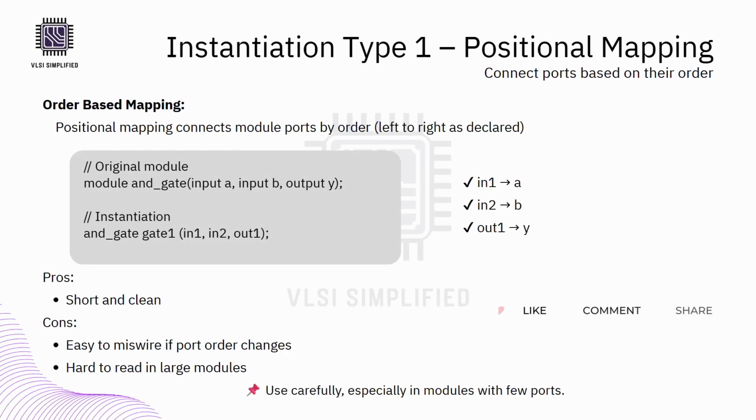This is the positional mapping method of instantiation, where connections are made based on the order of ports in the module definition. Let's say the original module has ports A, B, Y in that exact order. When you instantiate it, the first signal connects to A, the second to B and the third signal to Y. It's a quick method and works well for simple modules with 2 or 3 ports. But as your design grows, positional mapping becomes risky. If you accidentally mix up the order, you might connect the wrong signal without even realizing it. That's why many engineers prefer named mapping, which we will see next.